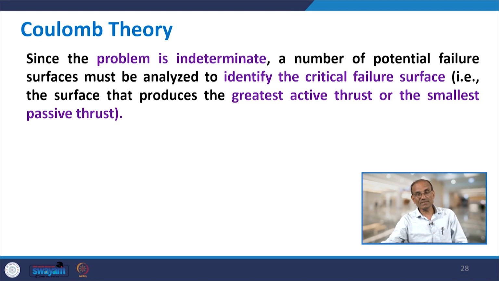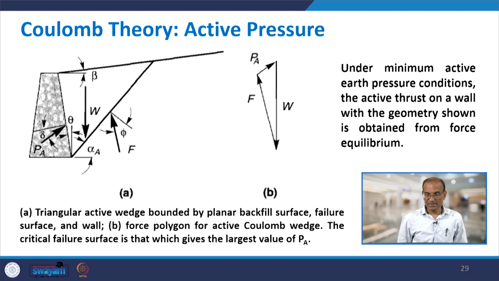Since the problem is indeterminate, a number of potential failure surfaces must be analyzed to identify the critical failure surface. What is the critical failure surface? That is the surface that produces the greatest active thrust or the smallest passive thrust. So here in active pressure condition, this is the scenario in the Coulomb theory.